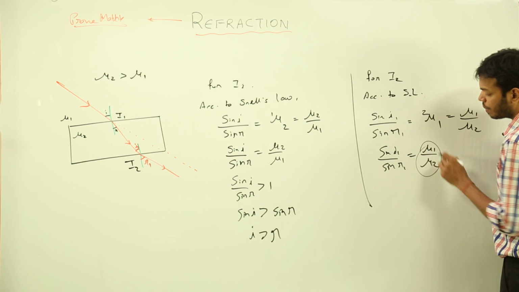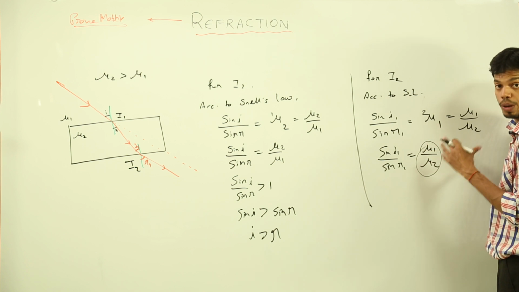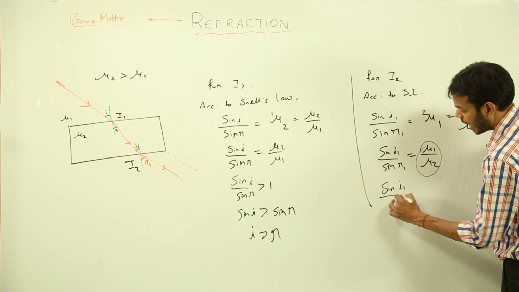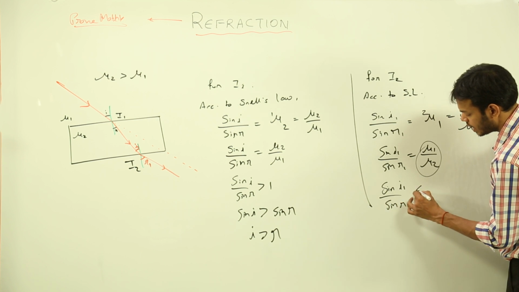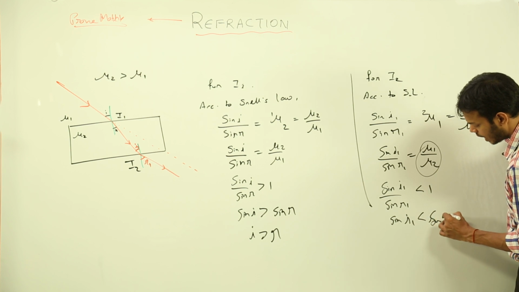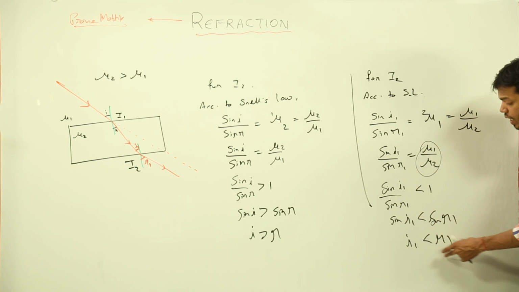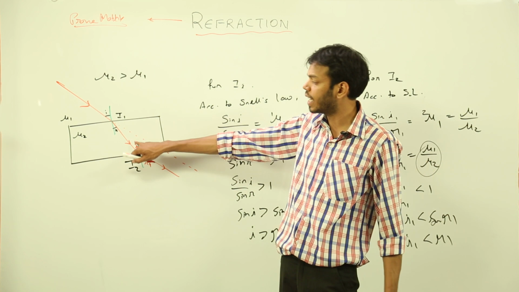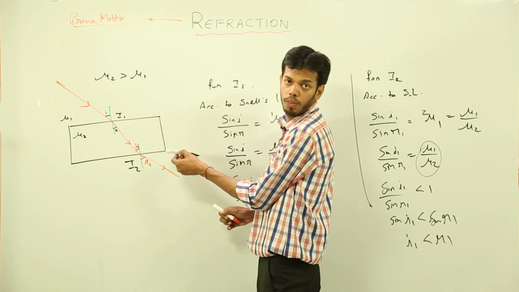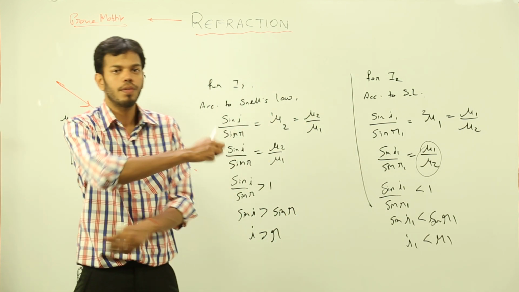That means this term is what? Mu 1 is less than mu 2, that means this whole division will be less than 1, not negative, less than 1. Sin I1 over sin R1 is less than 1. Sin I1 is less than sin R1, that means I1 is less than R1, or in other ways R1 is greater than I1. R1 is greater than I1, that obviously means that light has bent away from the normal, or the angle is more, alright. This is the mathematical proof of refraction.